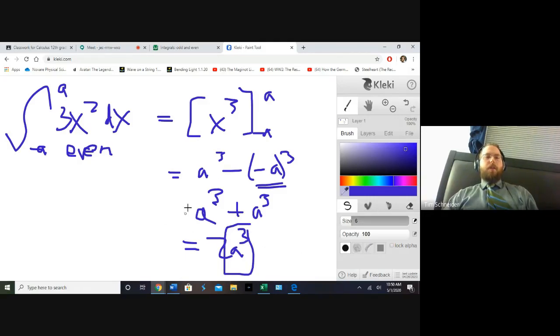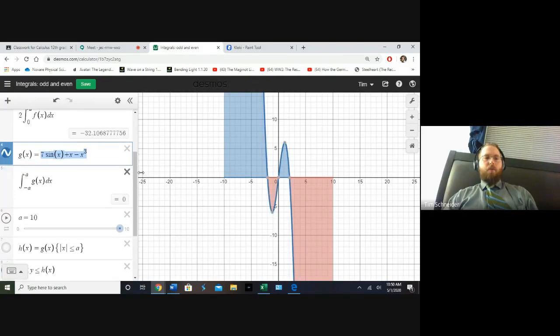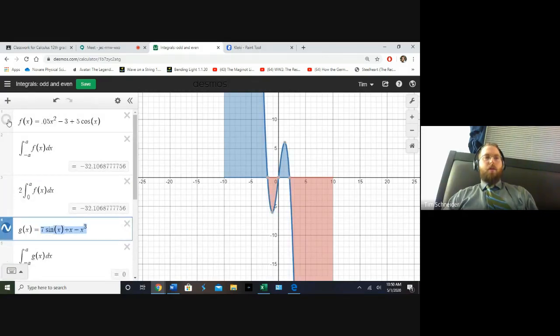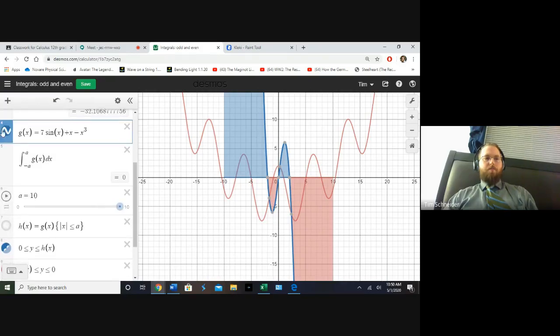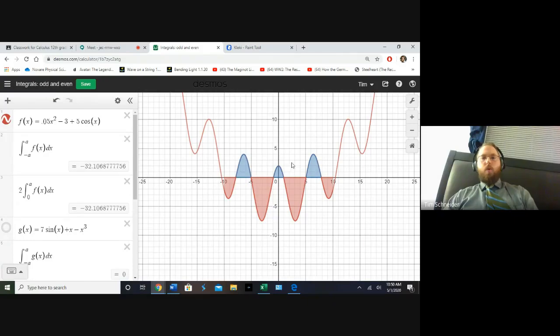And this is always going to happen. It's always going to be something minus the negative version of itself, and the negative version is going to make it a plus. So instead of 0, as we can see here with an odd function you get 0. With an even function you get twice the result from 0 to a. So in other words, from 0 to a is mirrored on the other side, 0 to negative a. You can just get 2 of them added together.